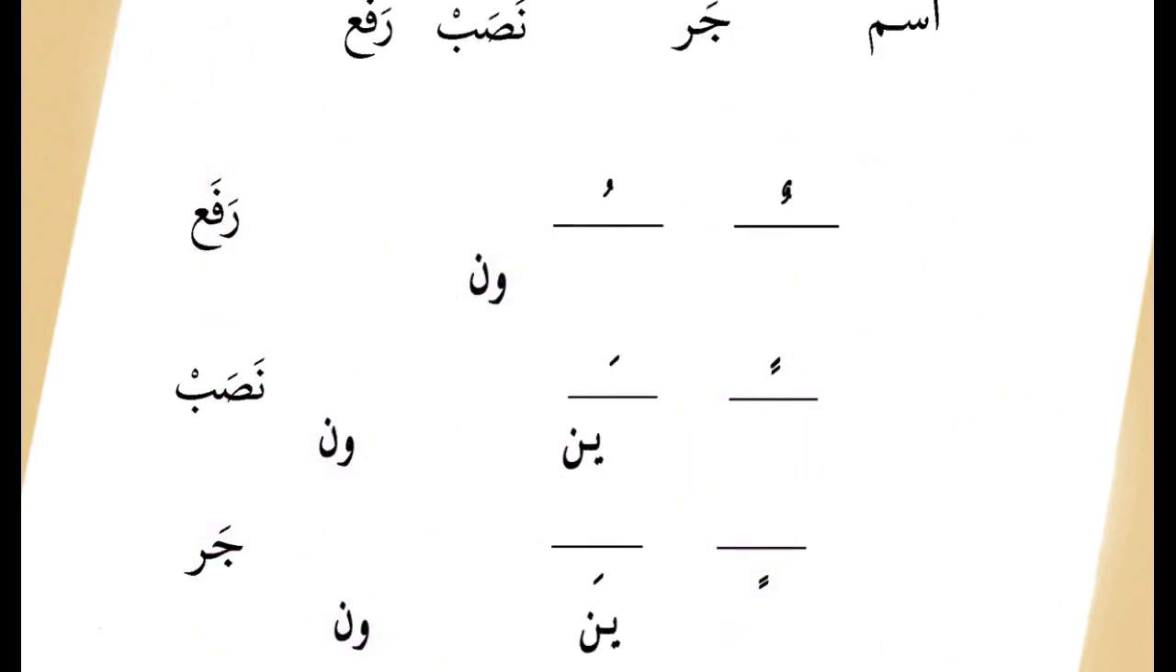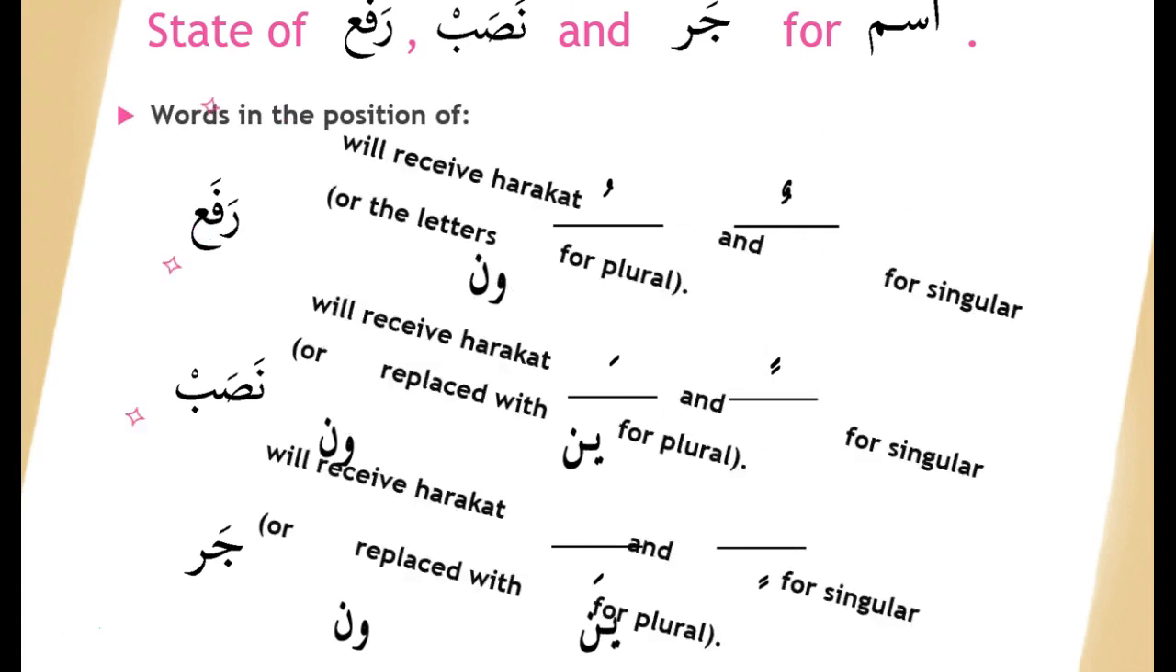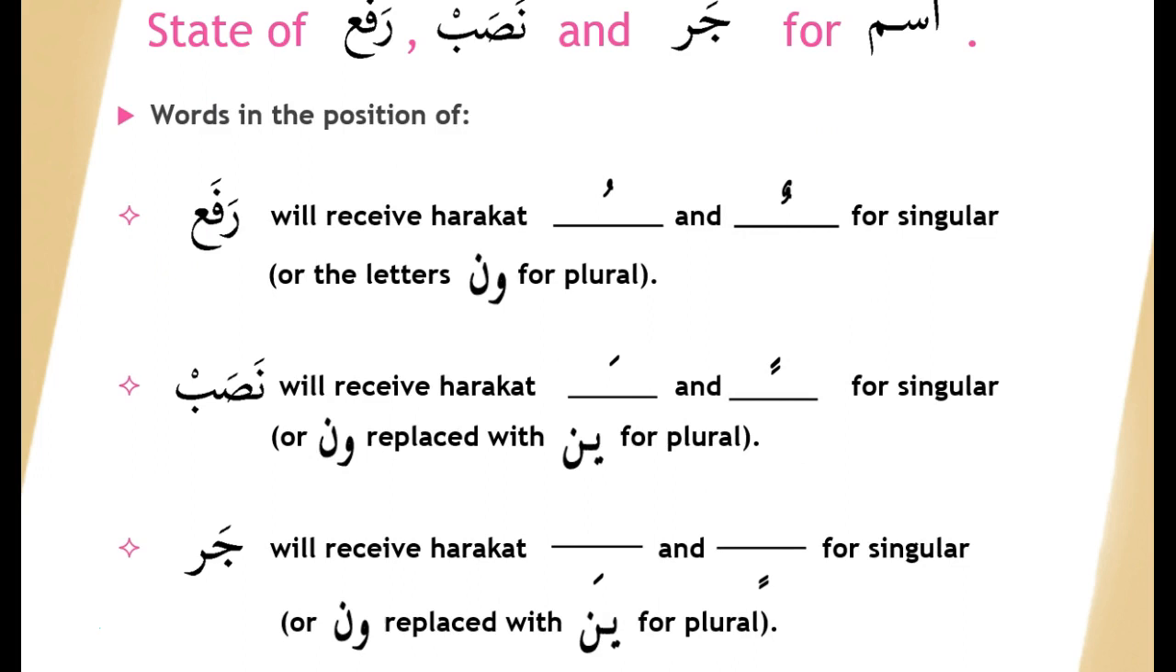Thank you. Now, the states of rafa, nasab, and jar for isim. For isim there are three states: rafa, nasab, and jar. Meaning for isim, the last vowel can take a dhamma, fatha, or kasra, or their tanwins.